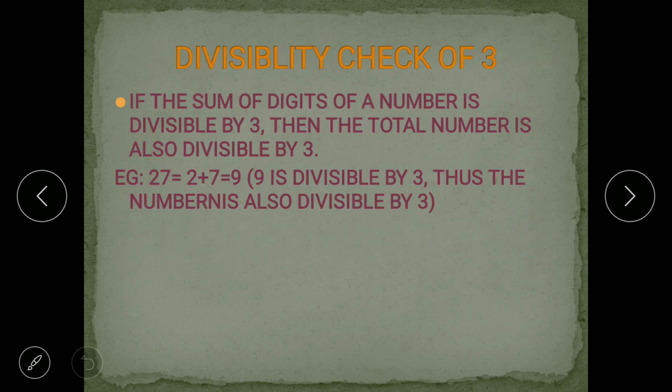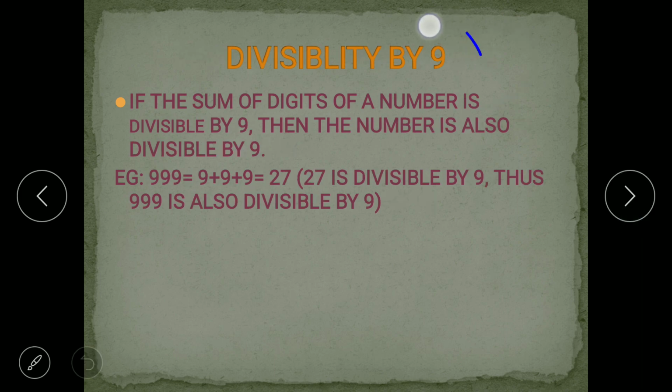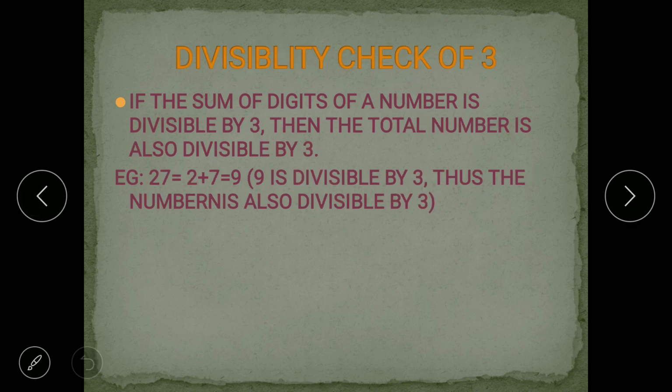Now, divisibility check of 3. There are actually two methods to check the divisibility of 3, which is similar to that of divisibility check of 9. How? See. If the sum of digits of a number is divisible by 3, then the total number is also divisible by 3. How? Let's say an example, 27.